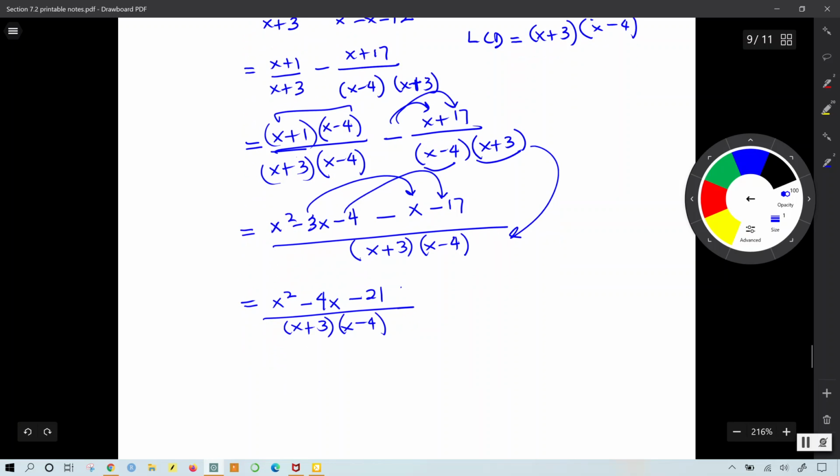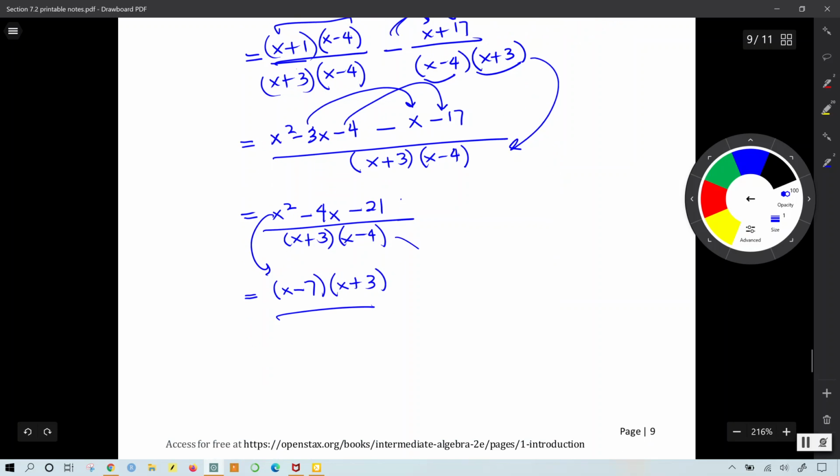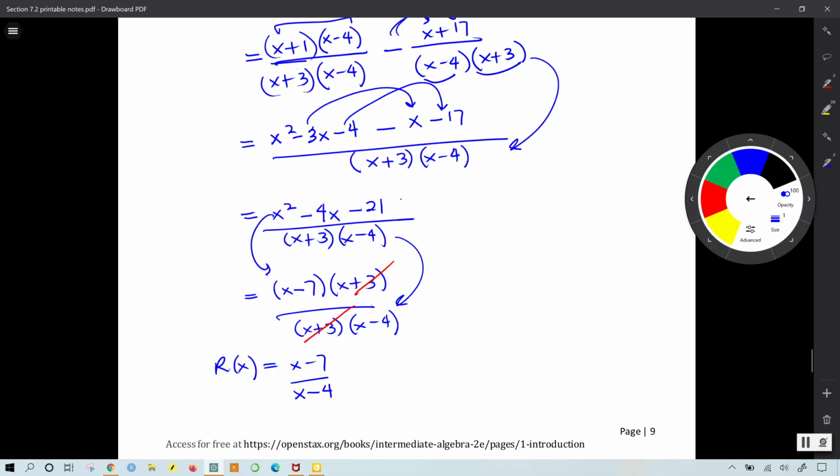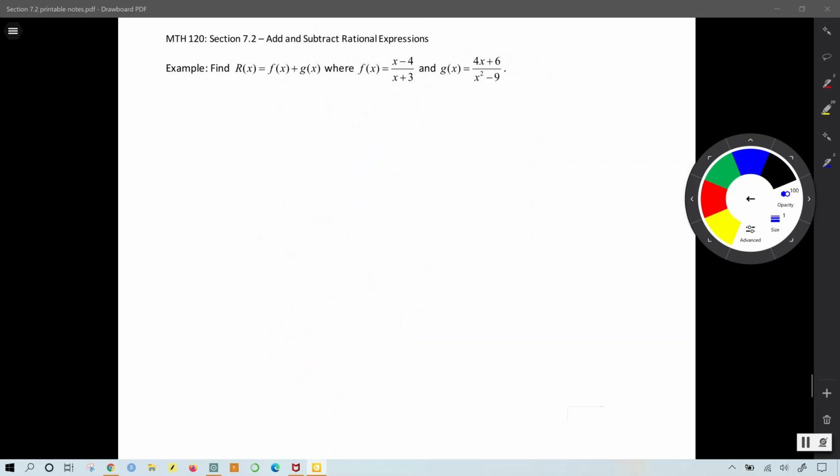What we might immediately observe is that this piece can factor even further into x minus 7 and x plus 3, divided by the bottom, which is x plus 3 and x minus 4. We observe that we have common factors here, which we strike out, and so we're left with the final answer for the function r of x, which is x minus 7 divided by x minus 4. And now we proceed to the final question here.